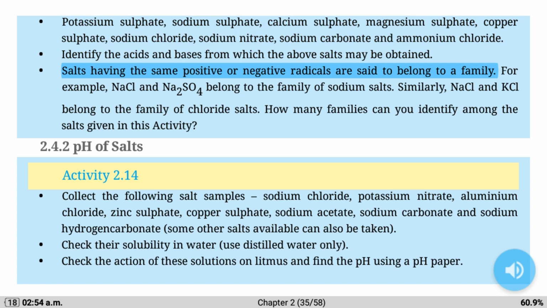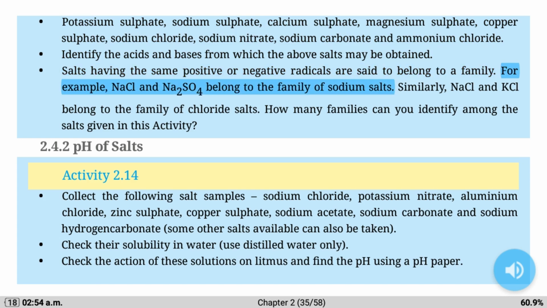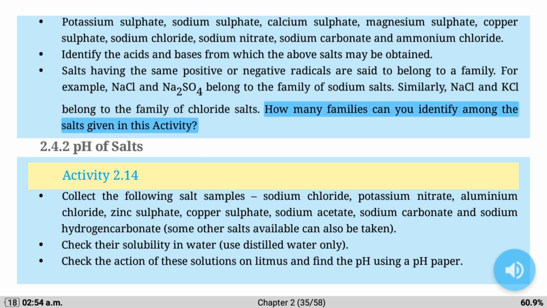Salts having the same positive or negative radicals are said to belong to a family. For example, NaCl and Na2SO4 belong to the family of sodium salts. Similarly, NaCl and KCl belong to the family of chloride salts. How many families can you identify among the salts given in this activity?